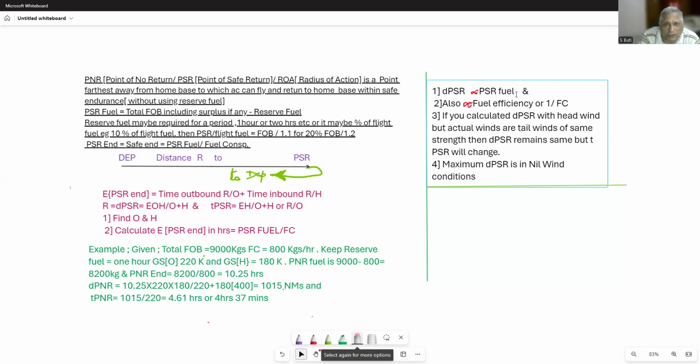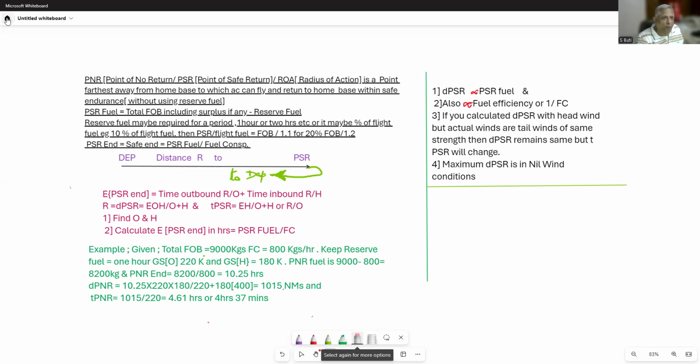These are theory questions as well as numericals. And maximum DPSR calculated is always under nil wind conditions. In any wind conditions, you will find that your DPSR value will be less than the one that you calculate with nil winds. That means your true airspeed itself is your ground speed. Okay, we will do a few numericals later on.